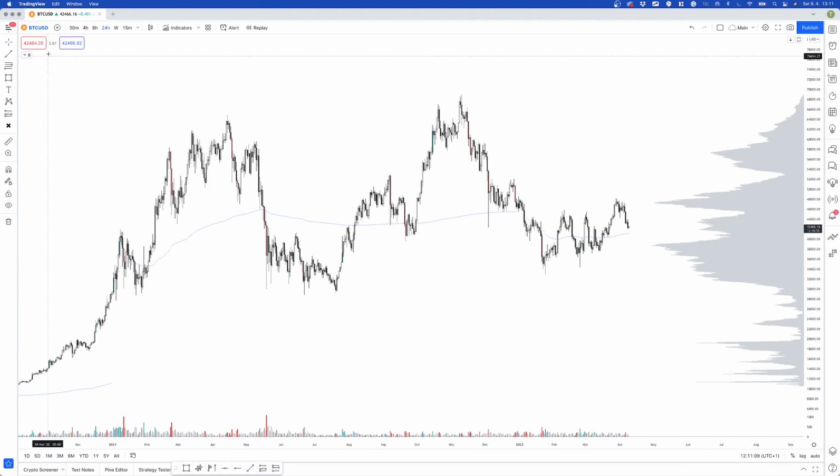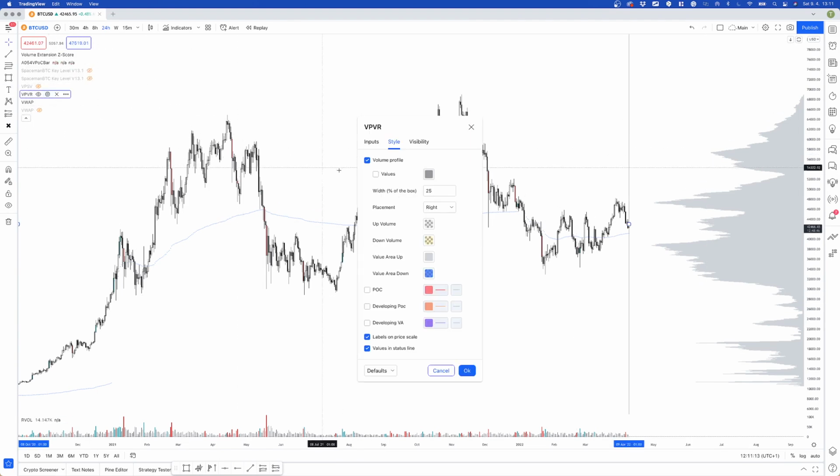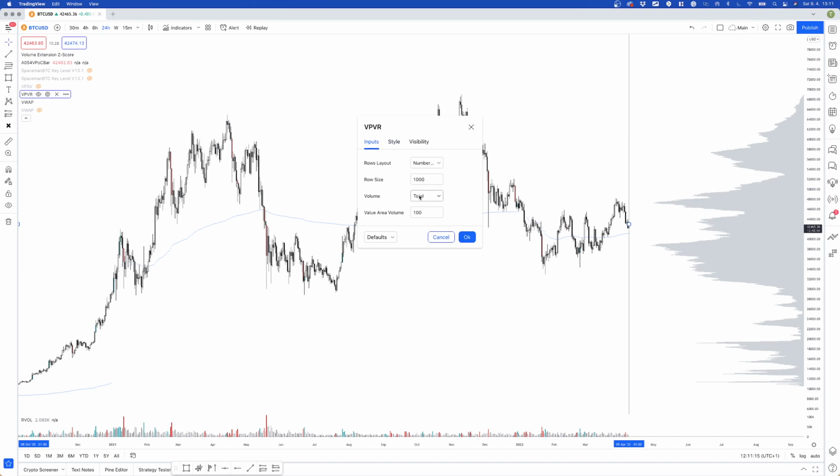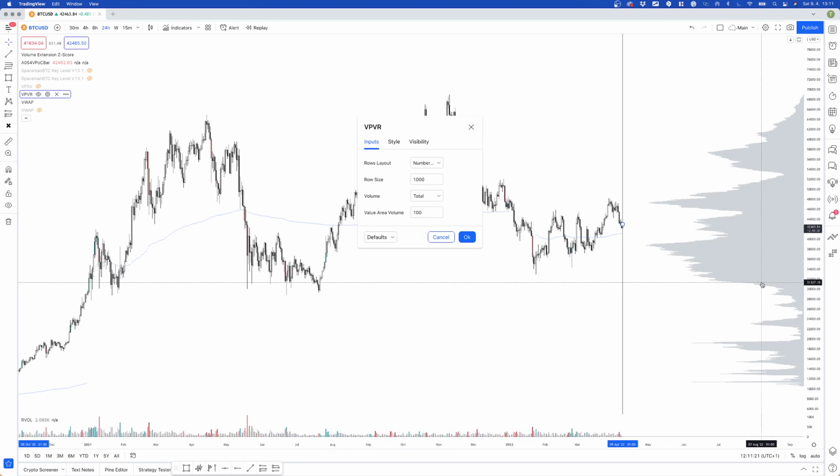I'm just having this visible range here. It's this one. You can see here are my settings. I don't have any value areas here, because when you have this kind of a large distribution, obviously you don't need to see value areas.